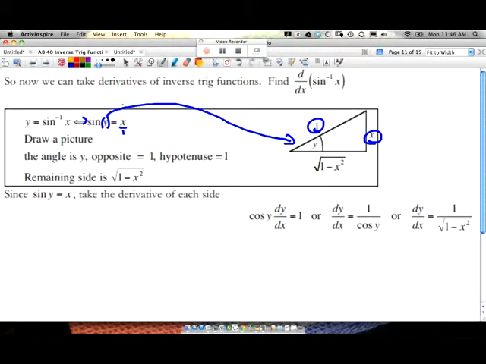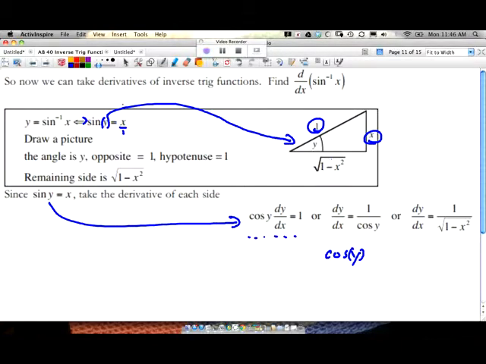And then we can find that third side. Why do we even need to do that? Well, because that third side has to do with the derivative. And here's what's happening. If we took the derivative of each side, this is what we get: cosine y dy dx. Why? It's implicit differentiation there. The derivative of x is just 1. So it's really 1 over cosine y.